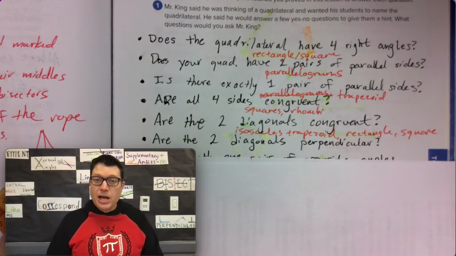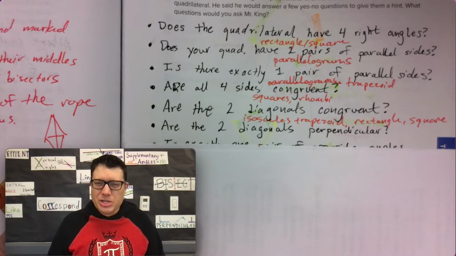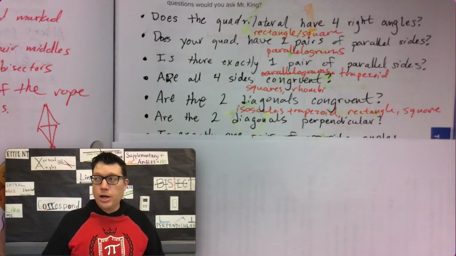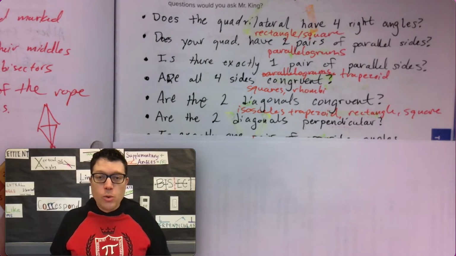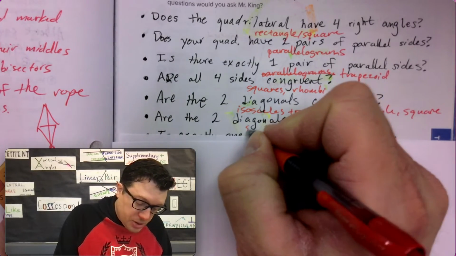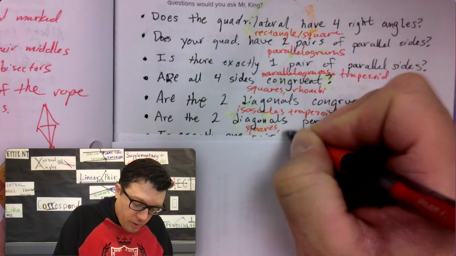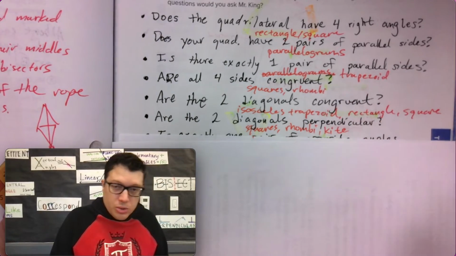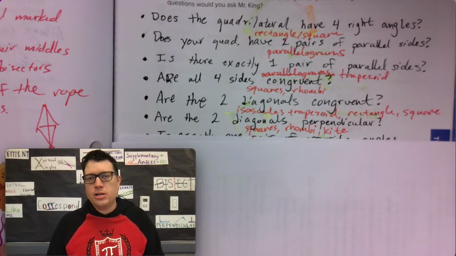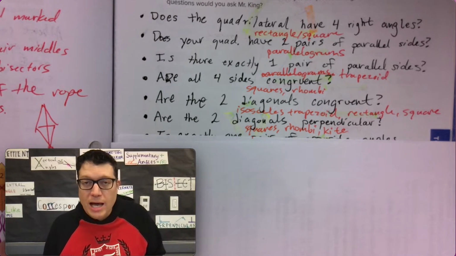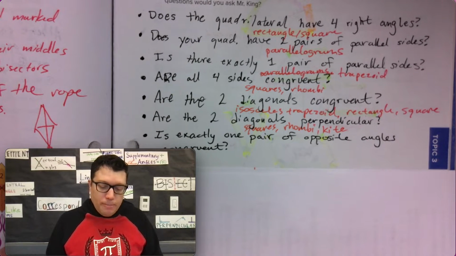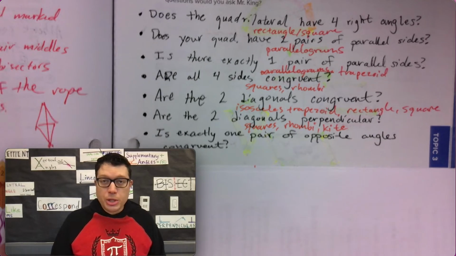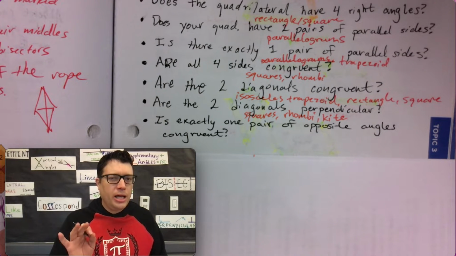Are the 2 diagonals perpendicular? See, these are good questions. These are the ones that make people think, checkmate, figured it out. Are the 2 diagonals perpendicular? Those are squares, because squares are always that one. Rhombuses, and maybe even a kite. In those 3 different shapes, you might have identified the quadrilateral that Mr. King has. Is exactly 1 pair of opposite angles congruent? That happens only in kites.